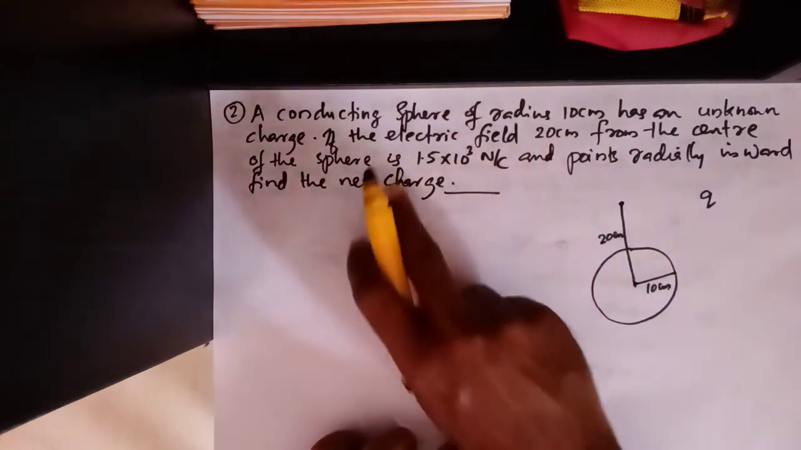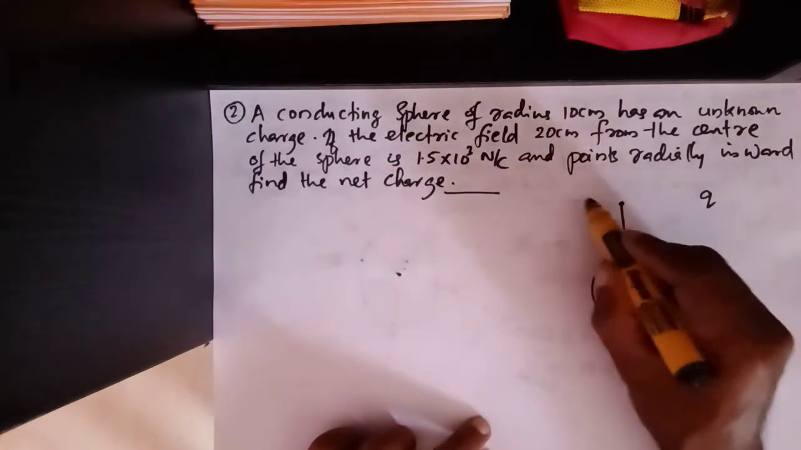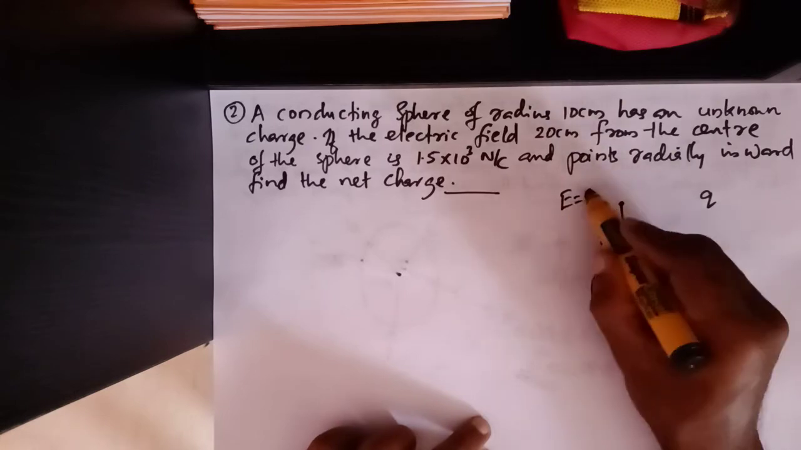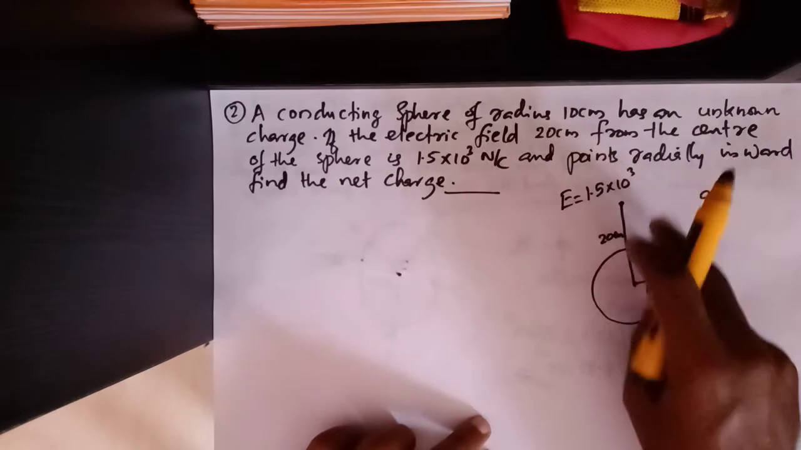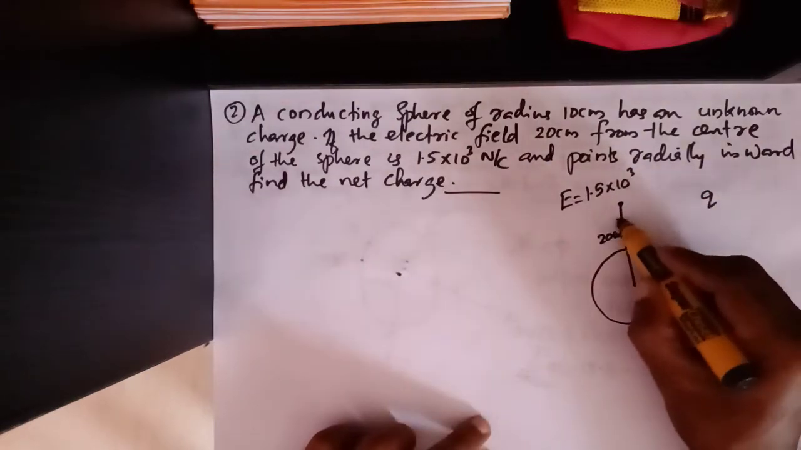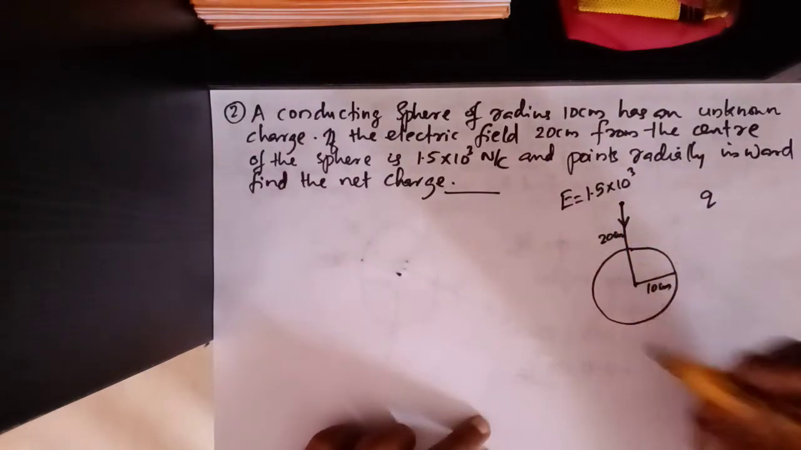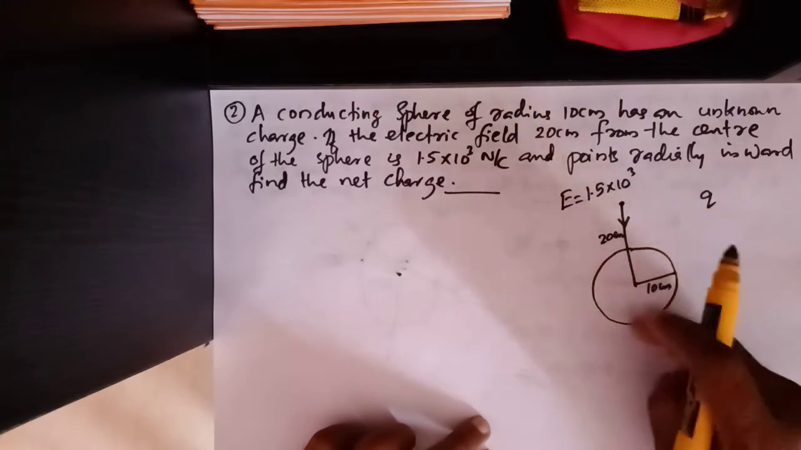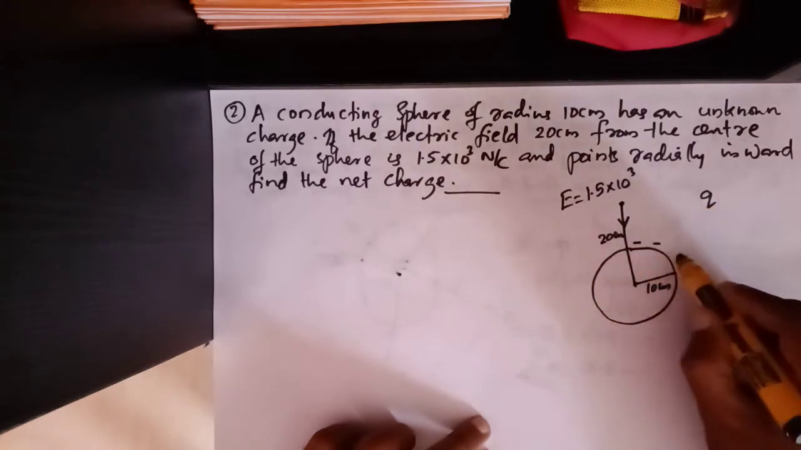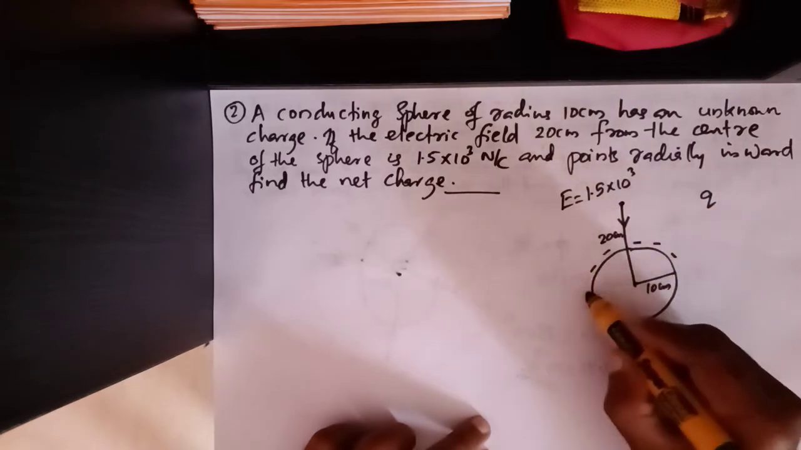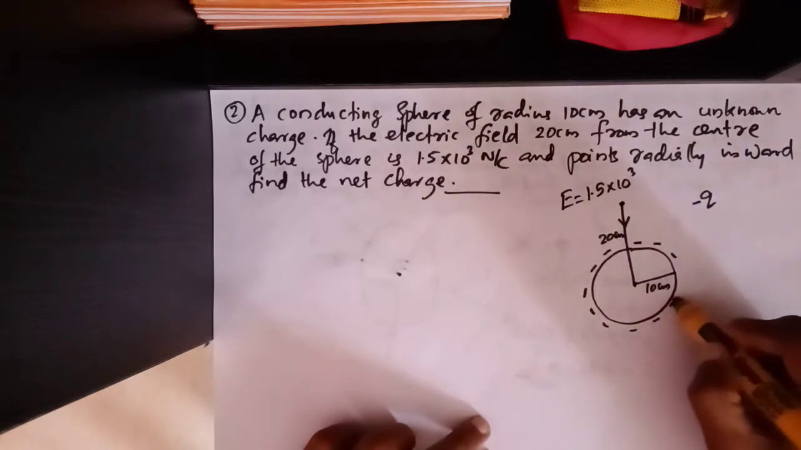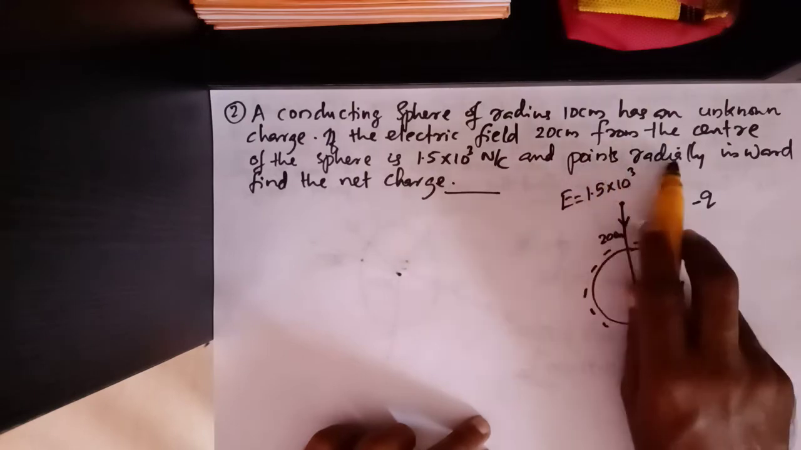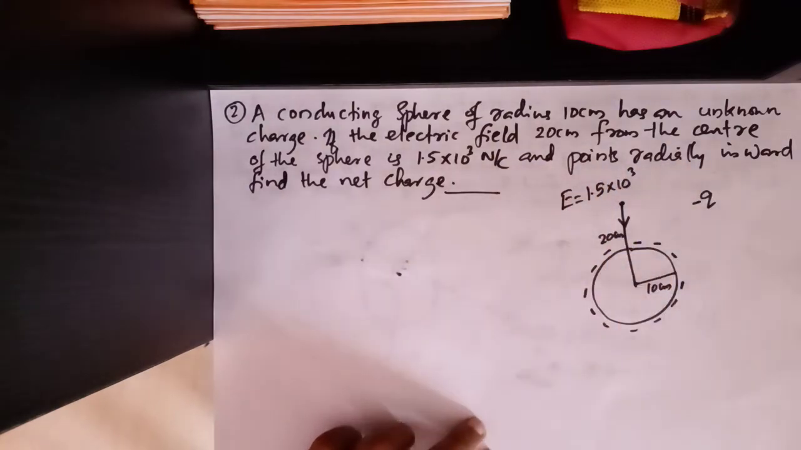At this point, what is the electric field? The electric field has a value at this point of 1.5 into 10 raised to 3, and points radially inward. So the field is going inward. So what should be the nature of the charge? The charge should be negative. It's a conducting sphere, so the charge will be on the surface of the sphere. What is the nature of the charge? It is negative. Why is it negative? We can see the field line is going inward, so the charge will be negative.